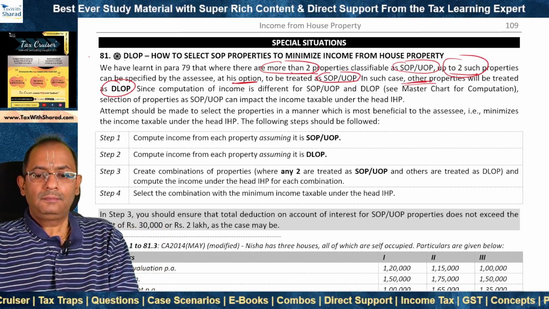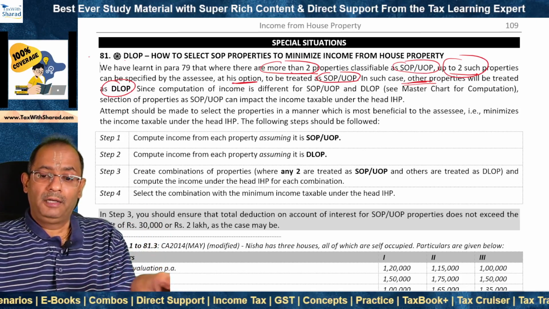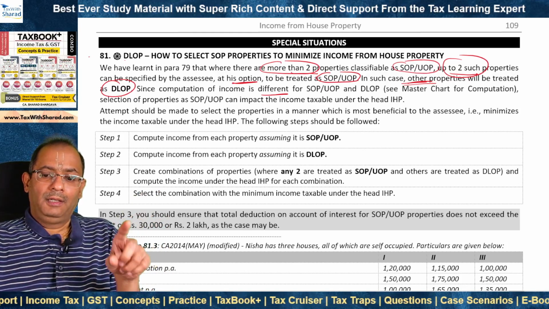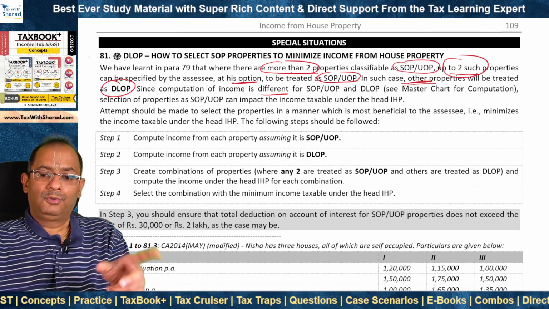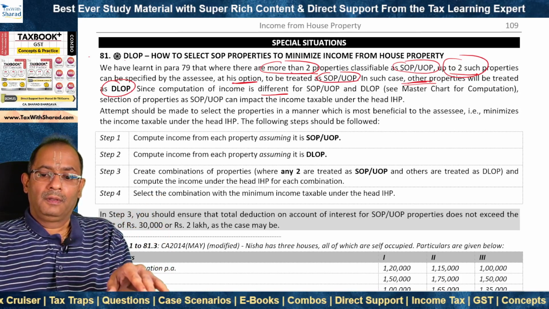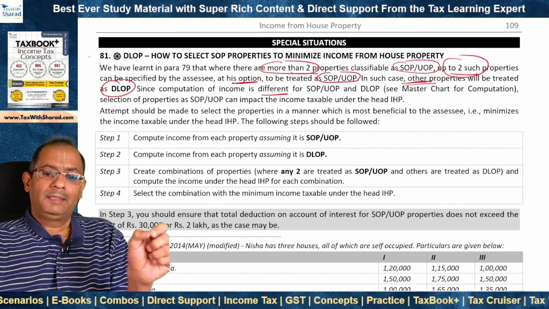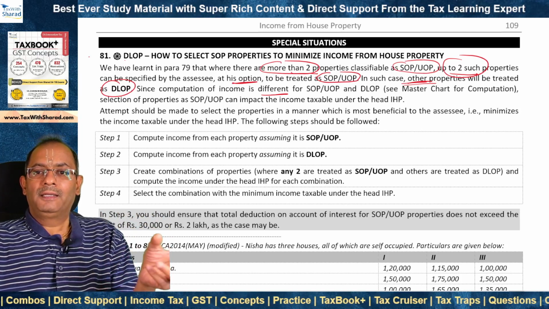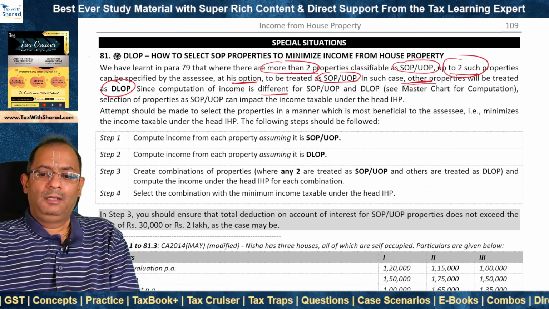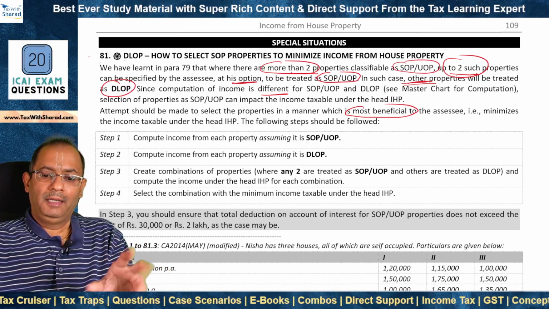As DLOP. We also noted in the master chart for computation that the computation of income mechanism is different for SOP, UOP and DLOP. For instance, interest deduction limit is 30,000 or 2 lakh for SOP or UOP, but there is no limit for DLOP. Municipal taxes can be deducted in respect of DLOP, but not for SOP, UOP. So selection of properties as SOP, UOP can impact the income taxable under the head IHP. So the SSE should try to make selection in a manner which is most beneficial to him, that is, which minimizes the income taxable under the head IHP.